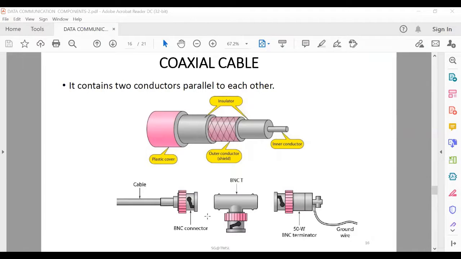Now there are three types of BNC connector: the BNC T connector, the normal BNC connector, and the BNC terminator.